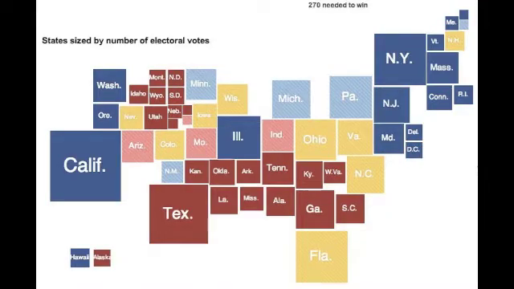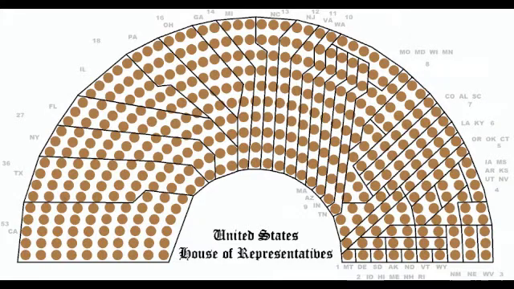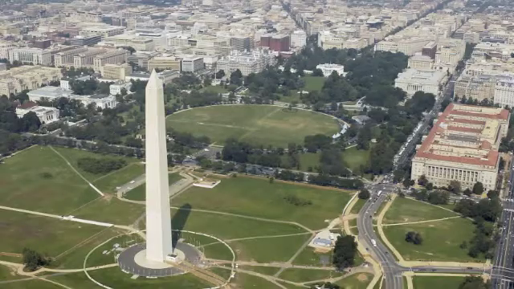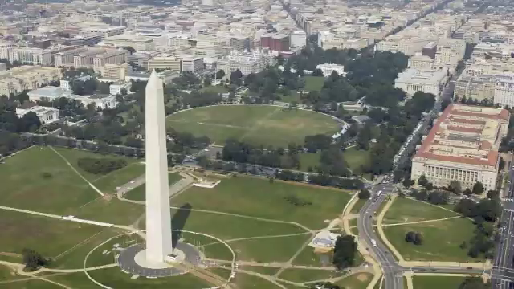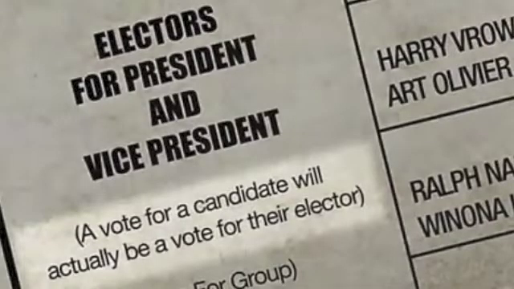Each state's number of electors is determined by the number of representatives they have in the Senate, which is always 2, plus however many representatives the state has in the House of Representatives. The District of Columbia has 3 electors as well, even though it's not technically a state. When you vote for president, you are actually voting for your candidate's electors, who have the final say.